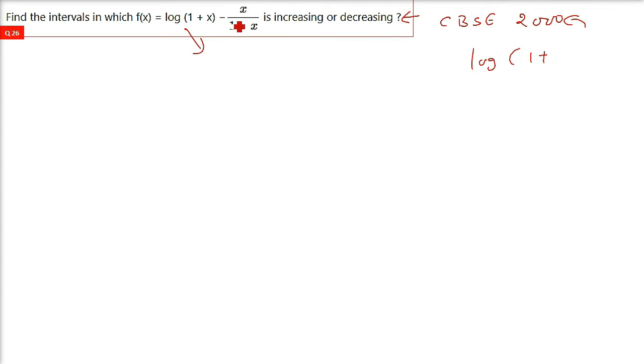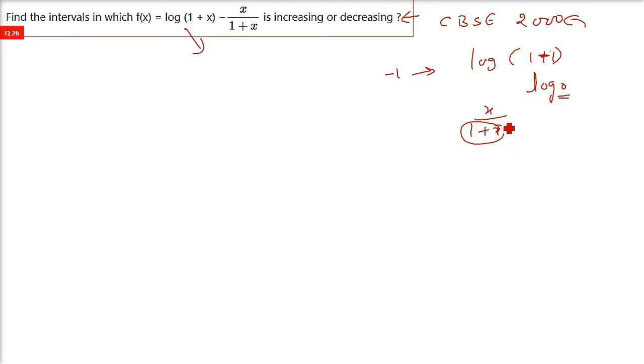So this is log 1 plus x. What will happen if I put x as minus 1? Log of 1 minus 1 is log 0. How can you define it? So you cannot have x as negative 1. 1 plus x cannot be 0. 1 plus x equal to 0 is the problem. x equals minus 1 is the problem. So x cannot be minus 1.